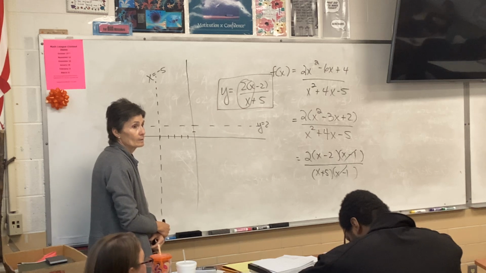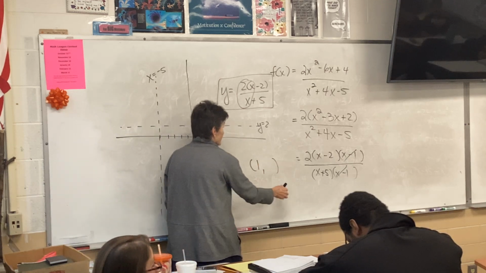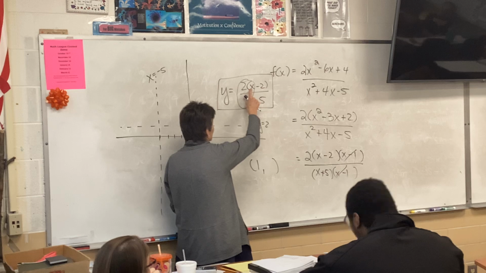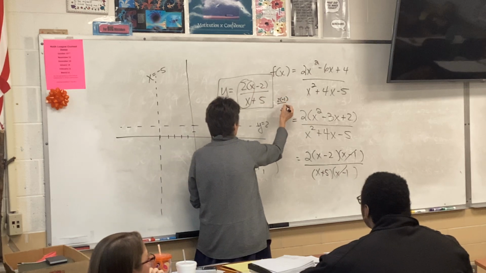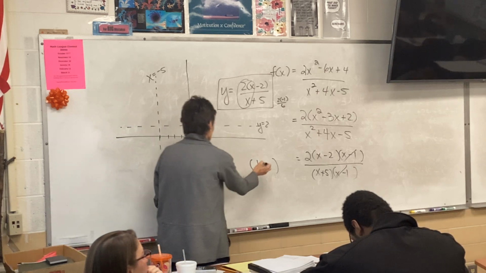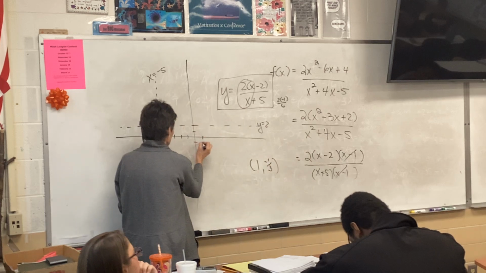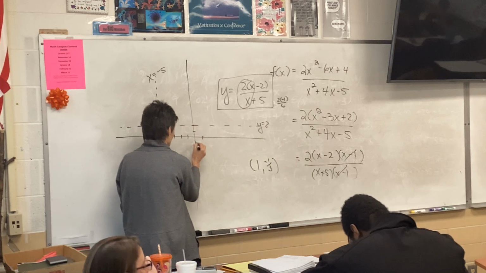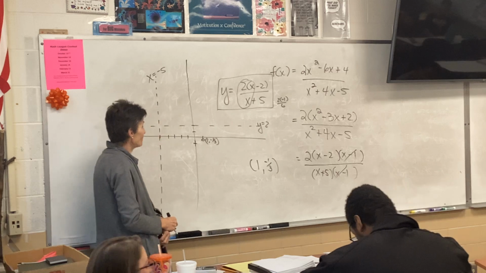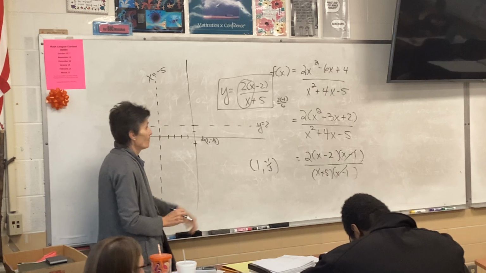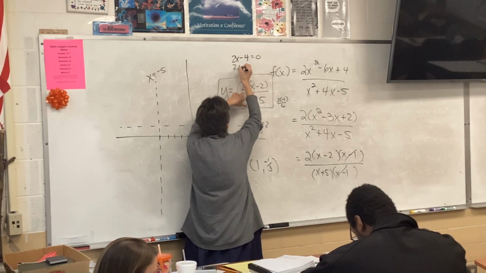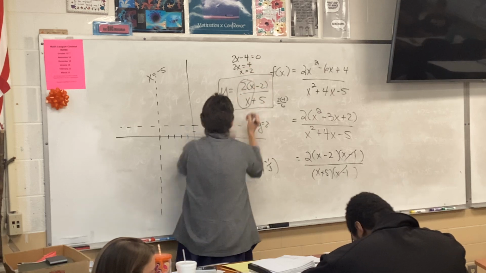Are we going to have a hole? Yep, and it's going to be where x is 1. So if I put in 1, I get 2 times -1 over 6, -1/3. So 1 comma -1/3. Do I have an x-intercept? Set your numerator equal to 0 and solve it. x equals 2.